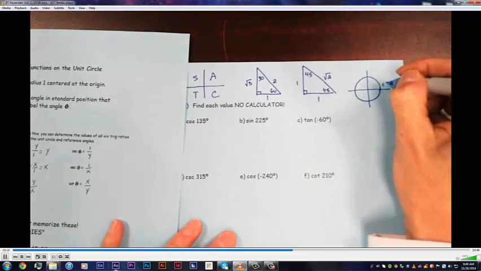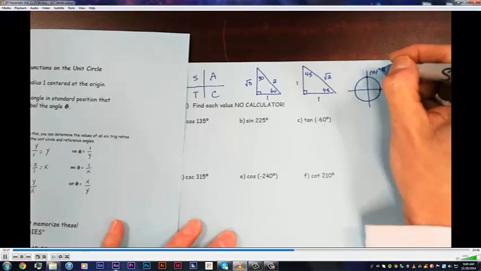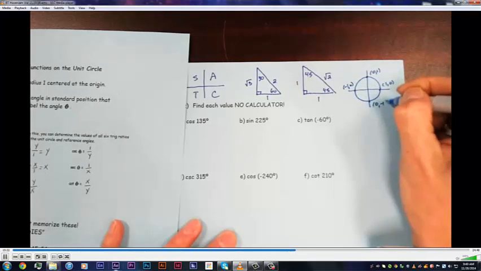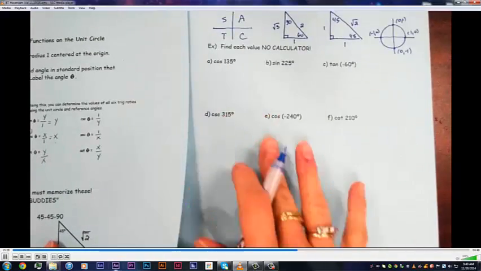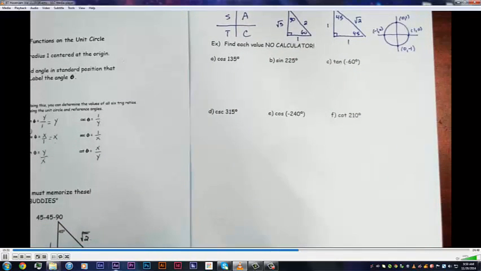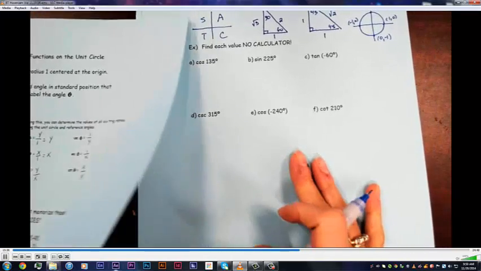You've got (1, 0), (0, -1), (-1, 0), and (0, -1). Good? Okay, now notice all of these angles are not quadrantal angles. If you're identifying ratios for non-quadrantal angles, that's when you have to use reference angles and the all soup turns cold.